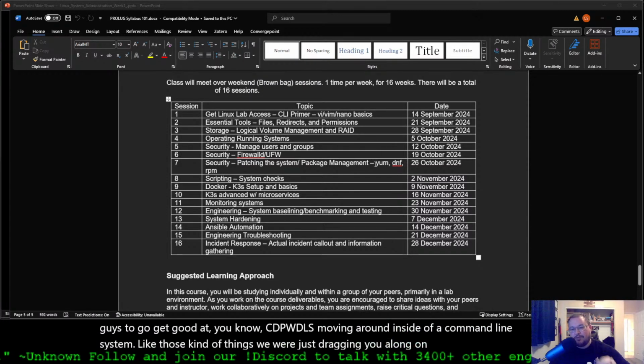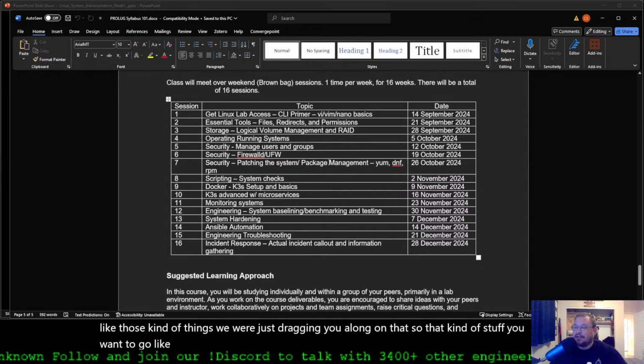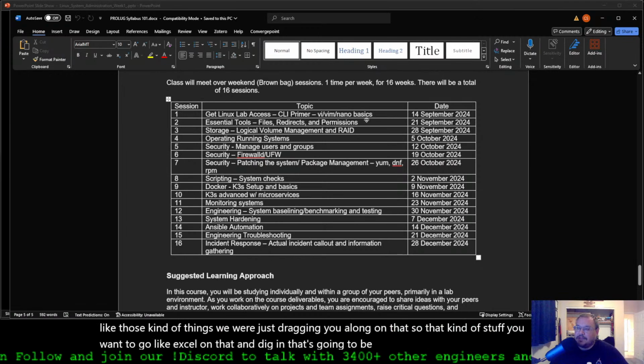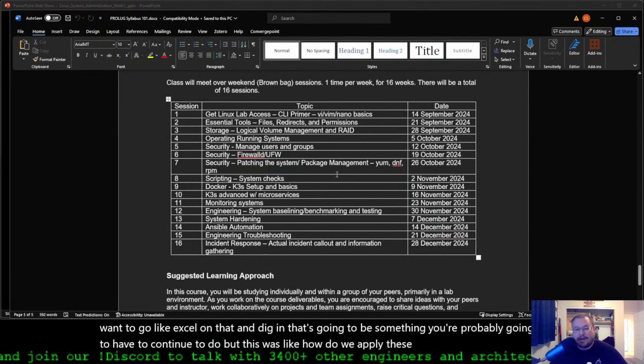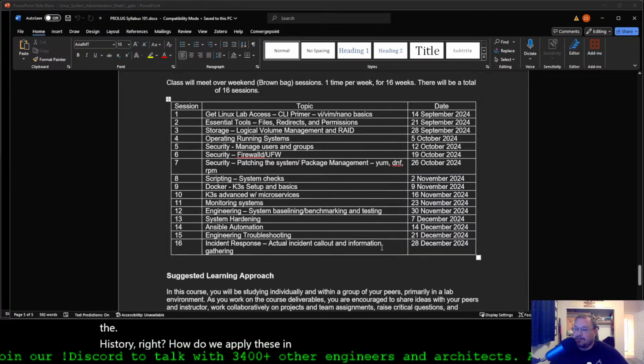So that kind of stuff, if you want to excel in that and dig in, that's going to be something you're probably going to have to continue to do. But this was like, how do we apply these things in the industry? How do we apply these in a corporate sense?